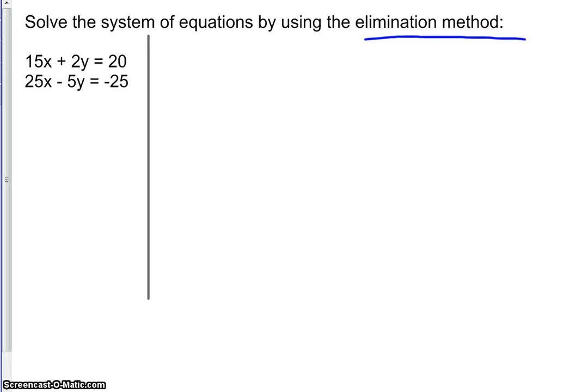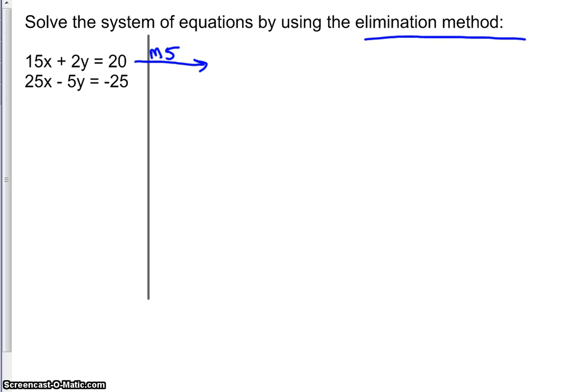When I look at the two equations in front of me, 15x plus 2y equals 20 and 25x minus 5y equals -25, I'm asking whether it is easy to eliminate one variable or the other. I don't think so. So I'm going to multiply both equations by a different value. I'm going to multiply my first equation by 5, and you'll see why in a minute.